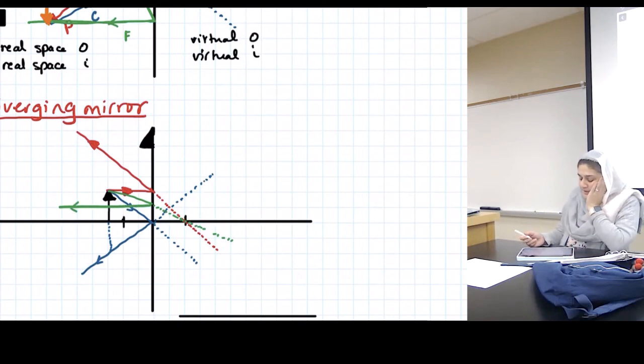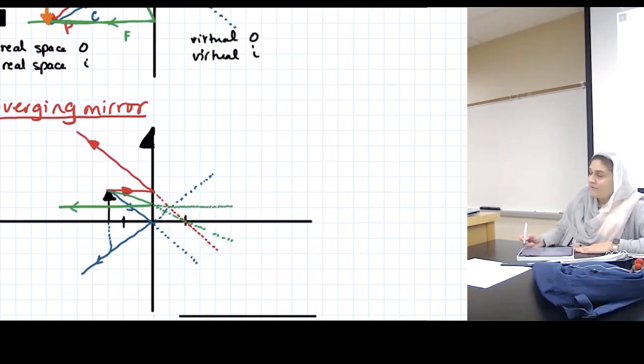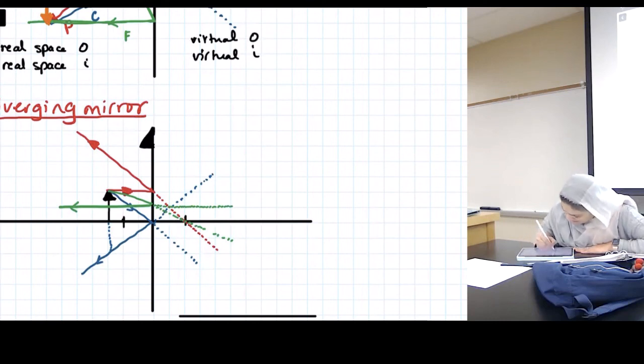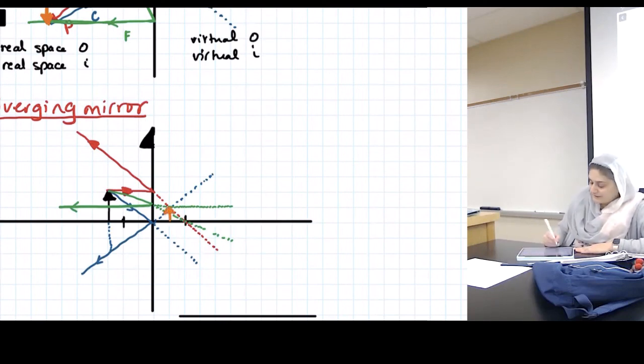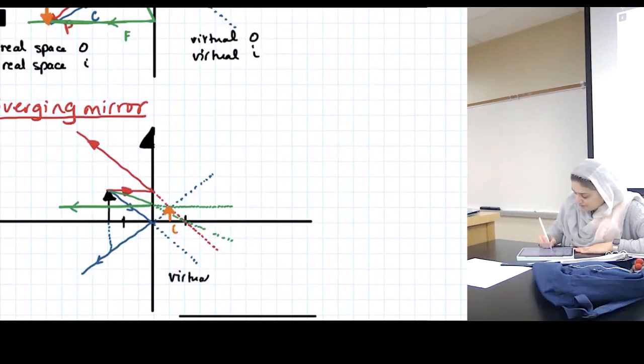Now, do these three rays meet anywhere? And the answer is no, they don't actually meet anywhere. So I have to extend this ray backwards. And now, in fact, they do meet. And they all meet at this spot right here. And that's called the image. Now, is this image going to be a real or a virtual image? Good, because it is behind the mirror. So that's going to be a virtual image.